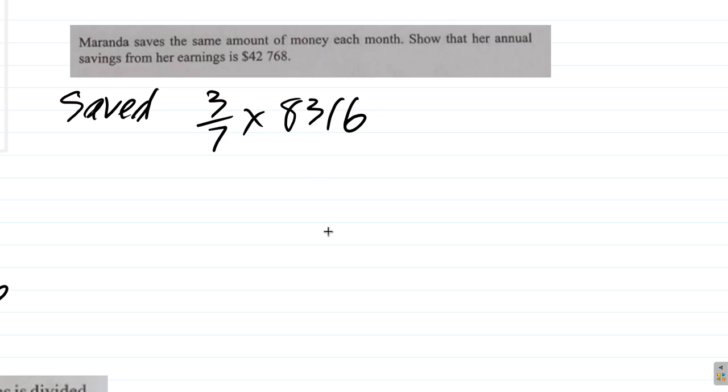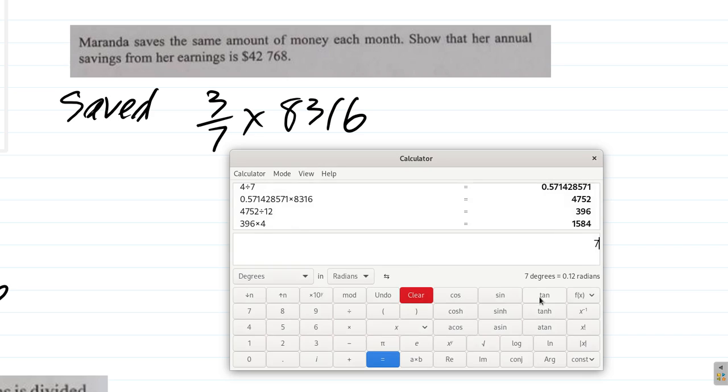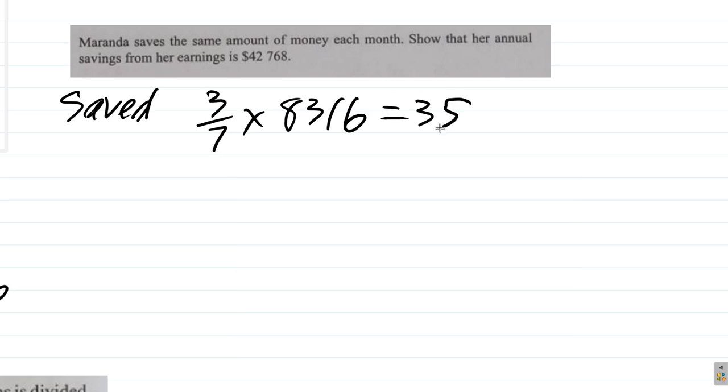Now we could take time to work it out manually, but let's just use our calculator. So clear. All right, we have 83.16 times 3 equal, over 7 equal. 3,564. So we have 35.64.